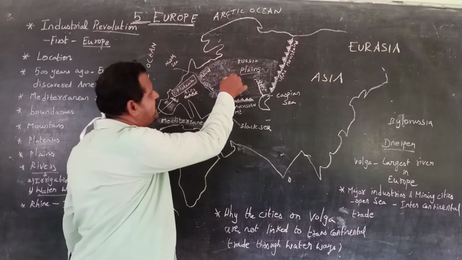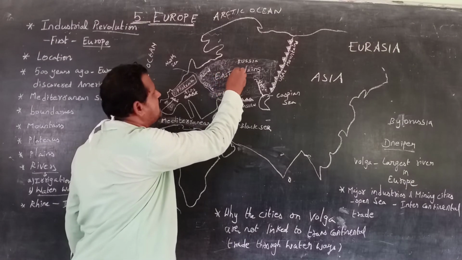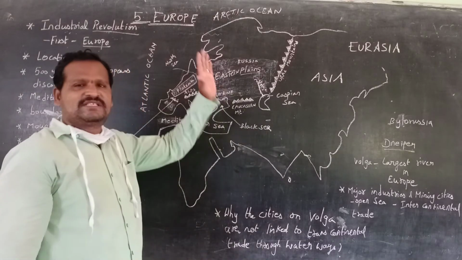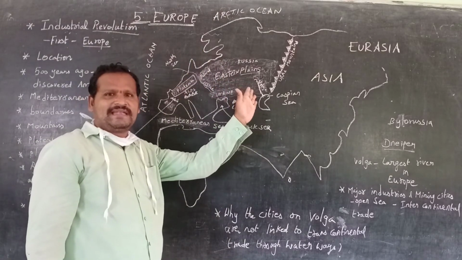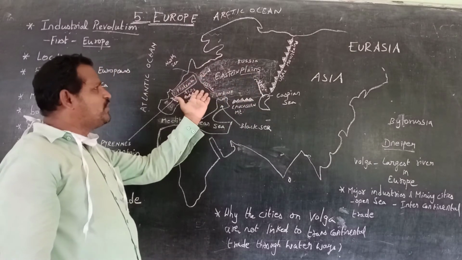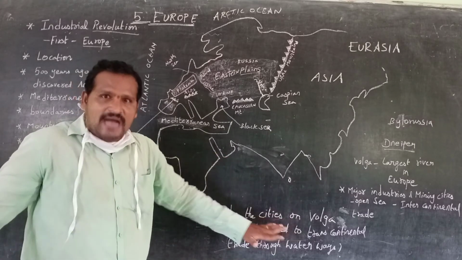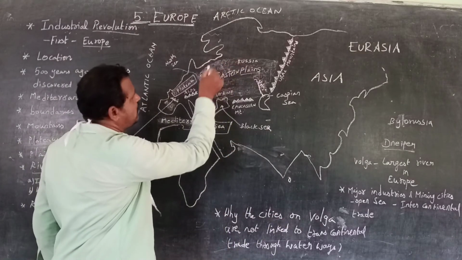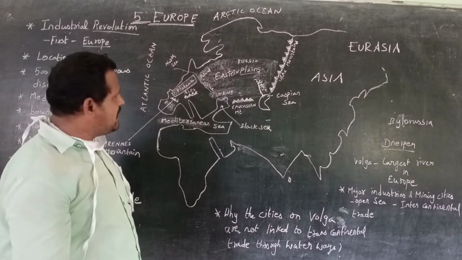Why is this plain called the eastern plain? As this plain is situated on the eastern side of Europe, it is called the eastern plain. These eastern plains are very large, found in Russia, Poland, Ukraine and Belarus.